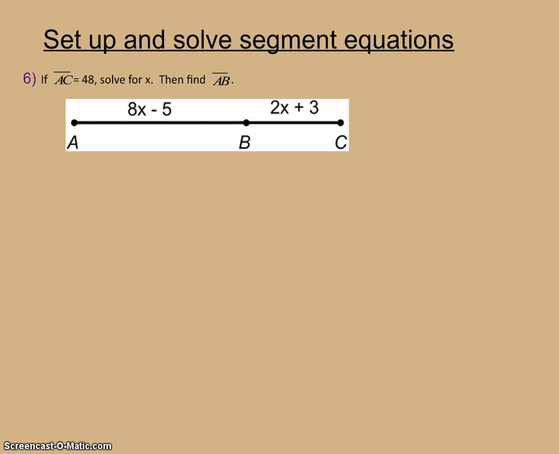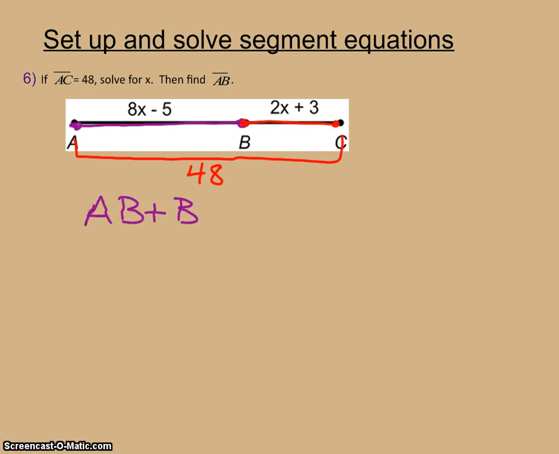So I'm given the entire length of this segment. In my problem, I'm given that AC equals 48. I'm also given my two pieces right here: this first piece, AB, equals 8x minus 5, and my second piece, BC, is 2x plus 3. I know that my part plus my part equals my whole, so AB plus BC is going to equal the whole piece AC.